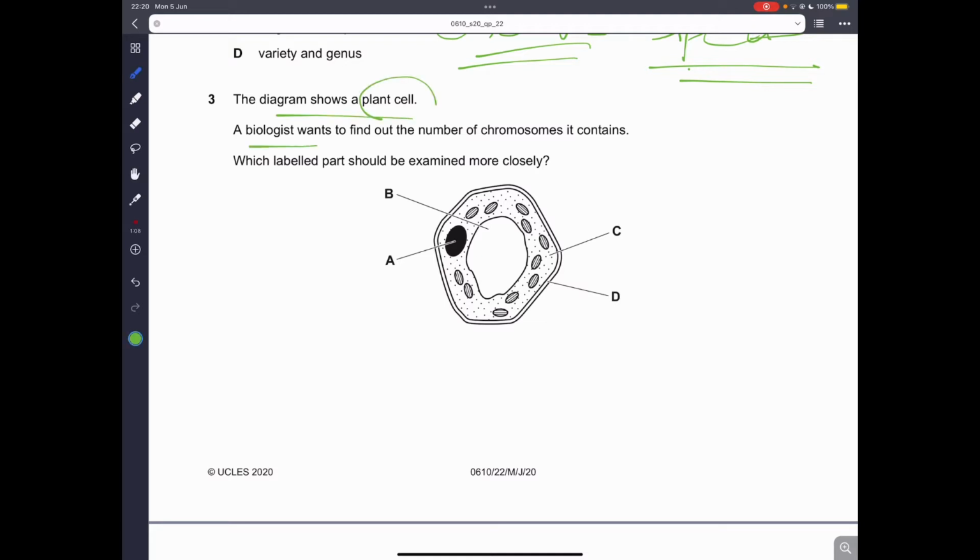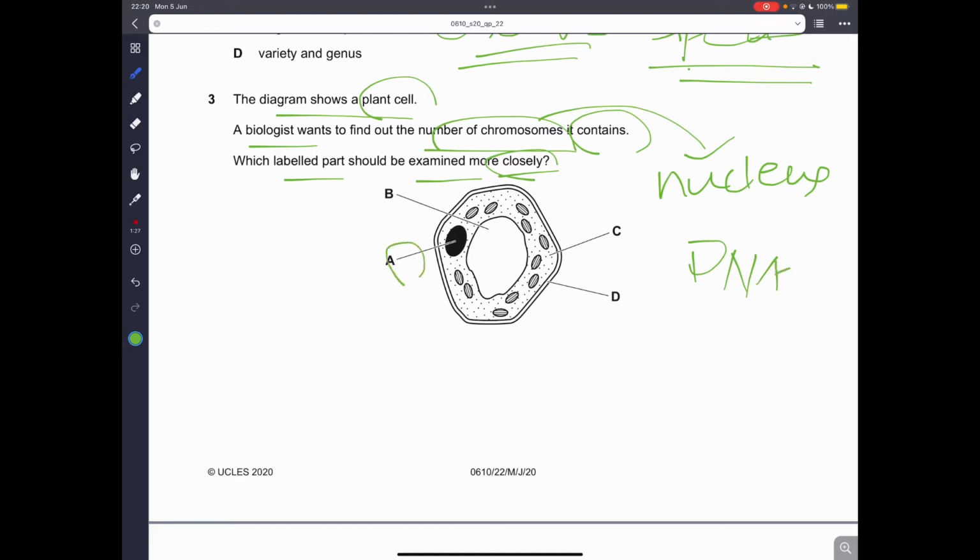Question 3. The diagram shows a plant cell. A biologist wants to find out the number of chromosomes it contains. Which labelled part should be examined more closely? So the number of chromosomes, and remember chromosomes are contained inside the nucleus. They are basically DNA. Therefore, A is the correct answer.